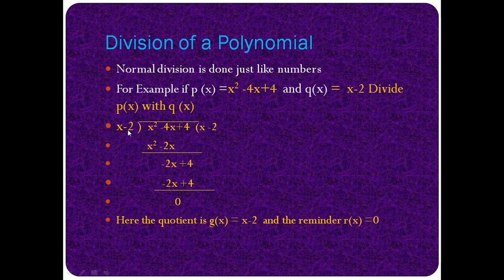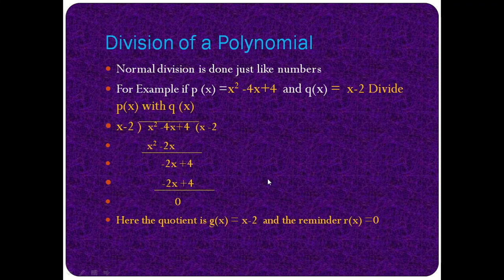Now you take x minus 2 and minus 2x. How can you convert x into minus 2x? Multiply this with minus 2, then you will get minus 2x. So you write minus 2 here: minus 2 into x is minus 2x, and minus 2 into minus 2 is plus 4. So you are getting minus 2x plus 4. Subtracting, this gets cancelled and this also gets cancelled. Then the remainder is equal to 0.